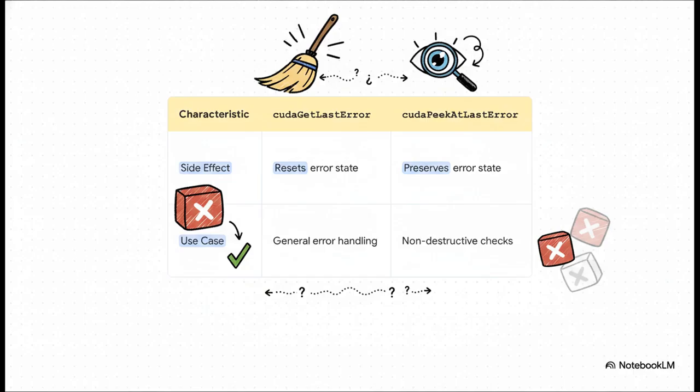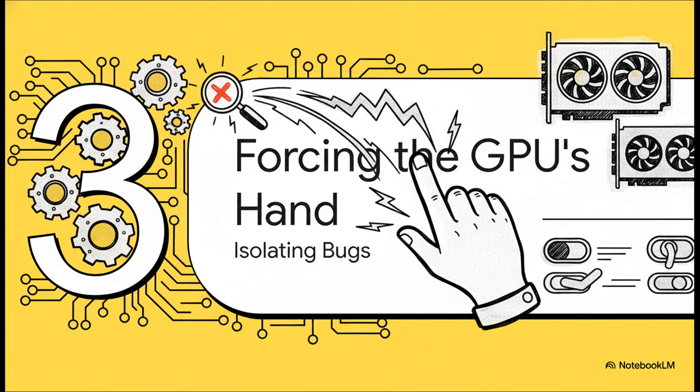Then there's cudaPeekAtLastError. It returns the error too, but it does it without resetting anything. This is perfect if you're writing a library and need to check the GPU state without messing up the main application's error handling. These call-level checks are great, but remember, they still only tell you where the error was reported, not where it actually started. To find the source of the fire, we need to force the GPU to show its hand, and we can do that by changing the runtime environment itself.